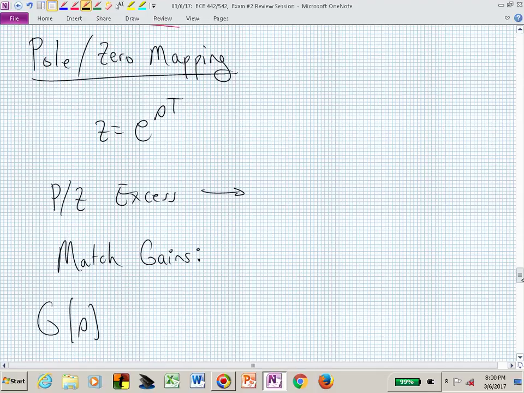Pole zero mapping, we talked about that a lot today in the previous lecture, but a lot hinges on the pole zero excess. But what do you do with the pole zero excess?